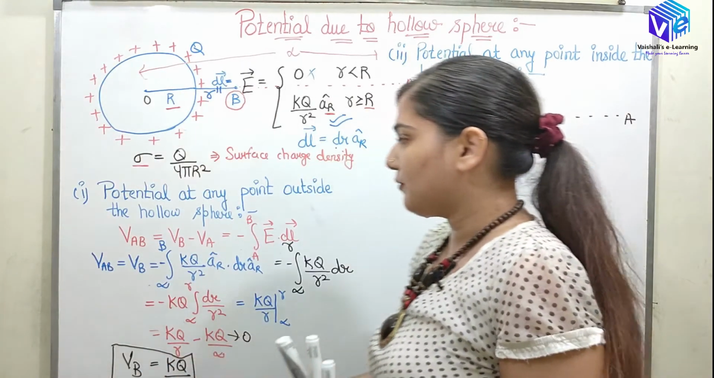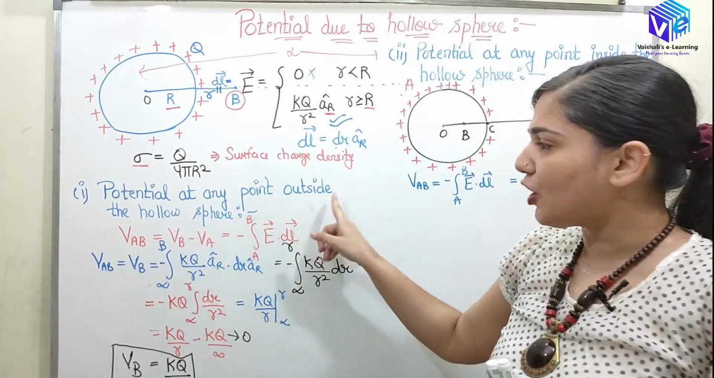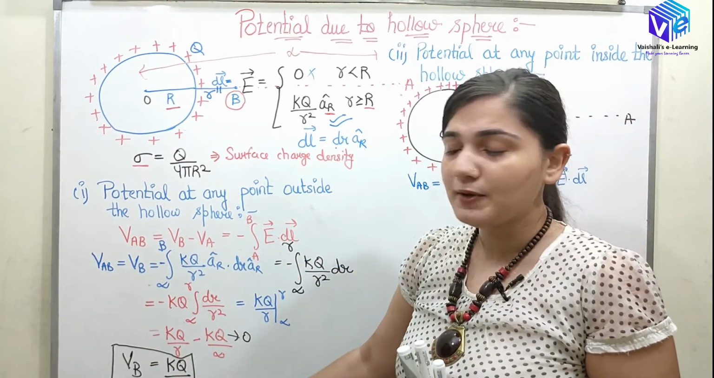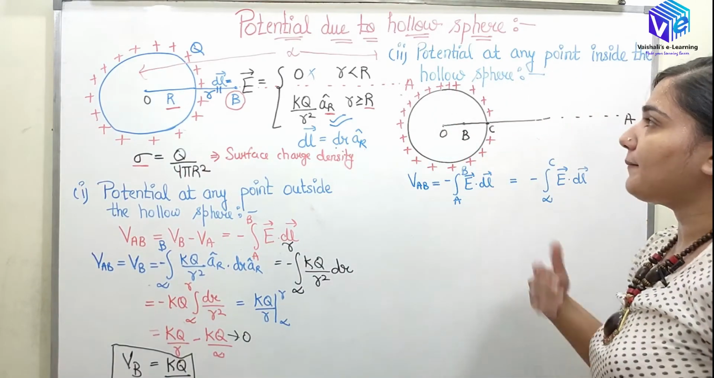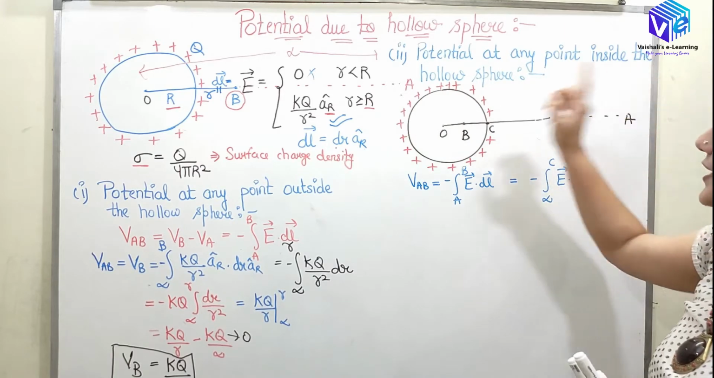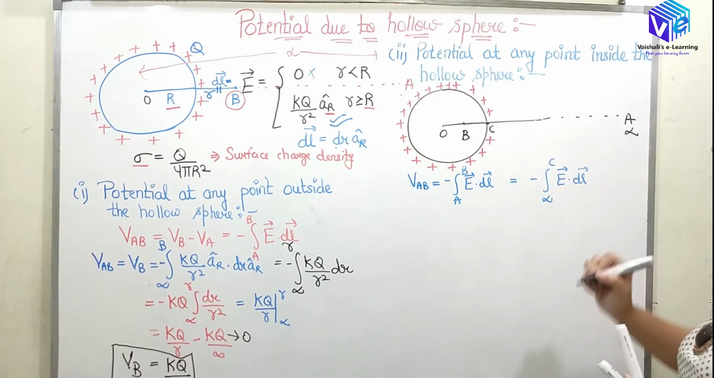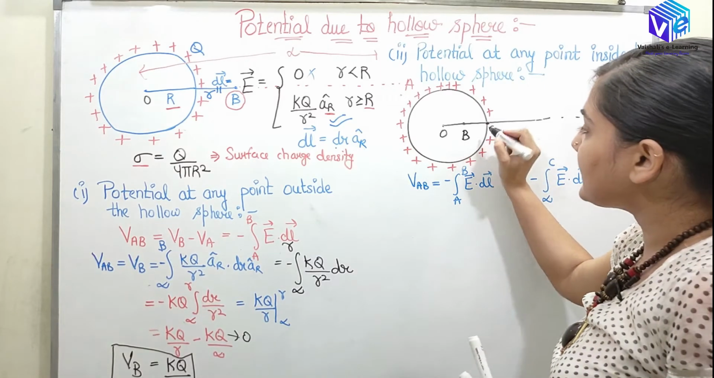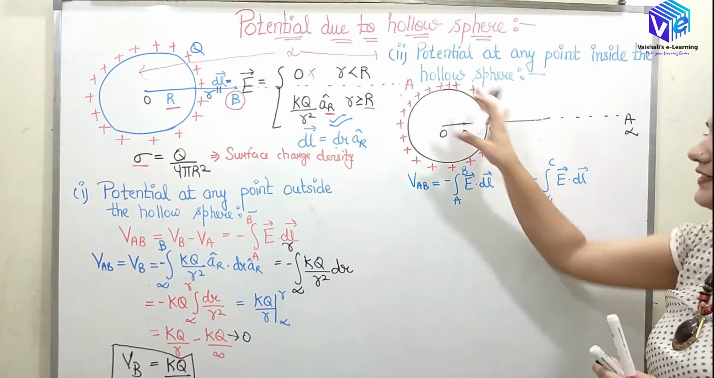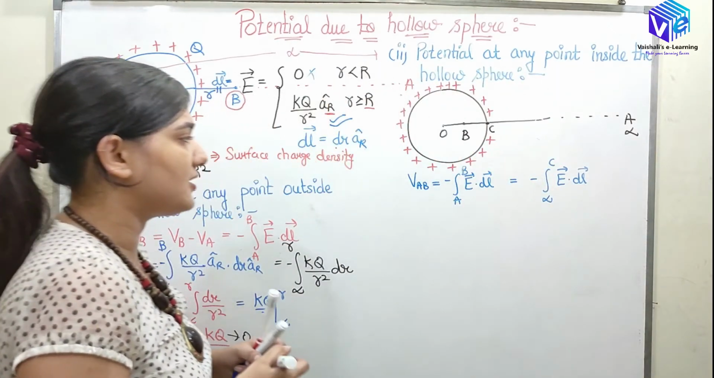So the first problem is solved: I have already found out the potential at any point outside the hollow sphere. I hope there is no confusion now. Coming to the next part, here we are going to find out the potential at any point inside the hollow sphere. Again my point A is at infinity, but my point B is inside this hollow sphere, and this hollow sphere is uniformly charged. The positive charge distribution is there.